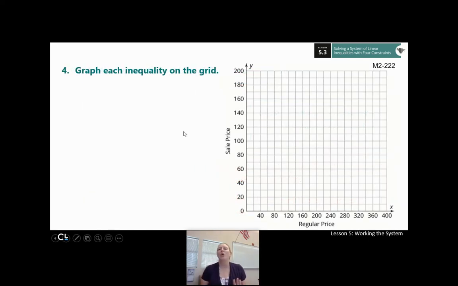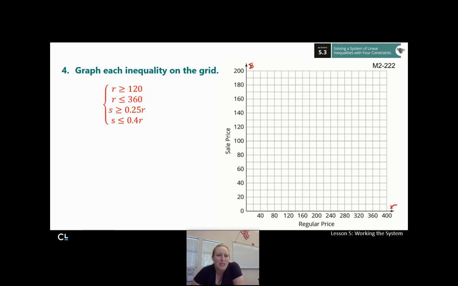So now that we have the correct inequalities, we've put them all together as a system. I would like you to graph all of these on the grid. And in fact, it might help if we use S's and R's. Hopefully you're noticing that the regular price R is your x-axis, so maybe I'll turn that into an R, and that our sale price S is our y-axis. So if you want, you can turn those into R's and S's. It might make it a little bit easier. That's totally fine. So go ahead and graph each of these inequalities on the grid.